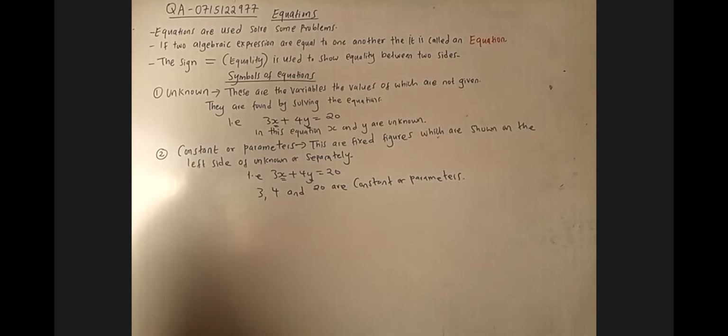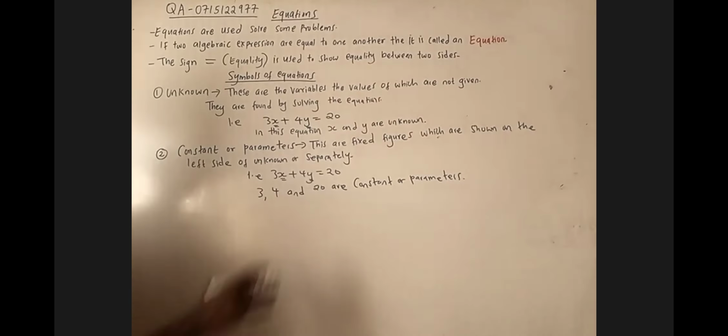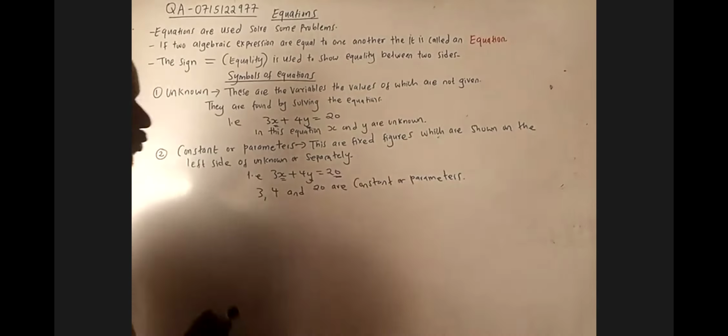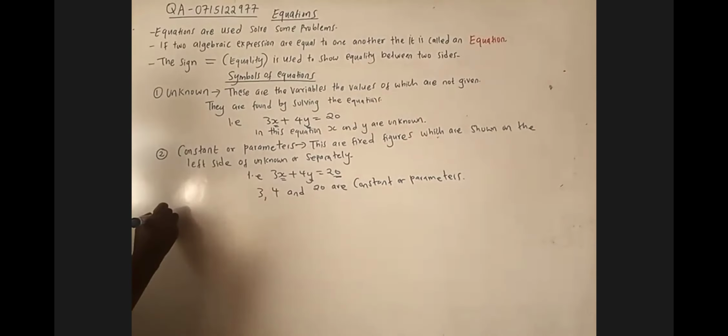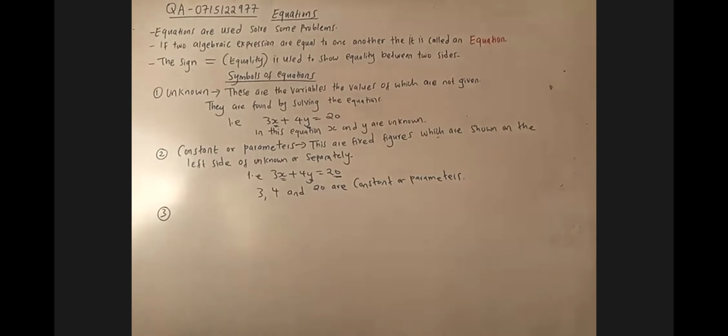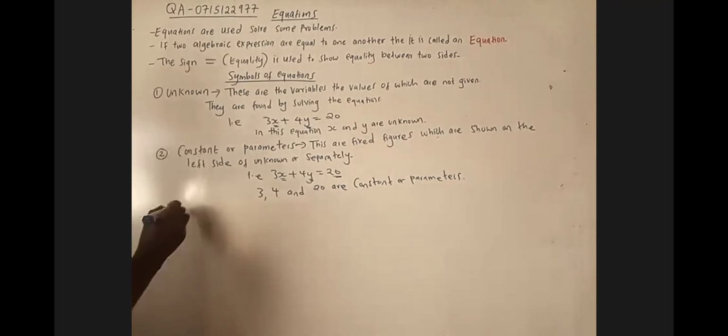So it will be on the left side, or it can be separate. Now, separately, for example, 20. 20 is separate, and therefore it represents a constant. Number three, let's talk about coefficients.